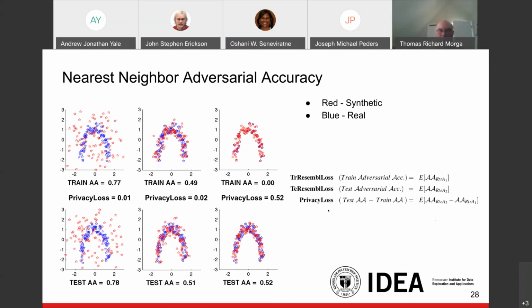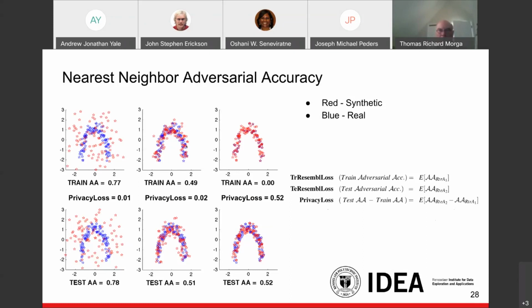I also didn't explain, we also have the privacy loss. Your privacy loss is the difference between your test and your train adversarial accuracy. Since it's a loss, you want that to be as close to 0 as possible. This is saying that we have good privacy loss, but that's because our data is so bad. We have good privacy because our model is generating poor synthetic data.